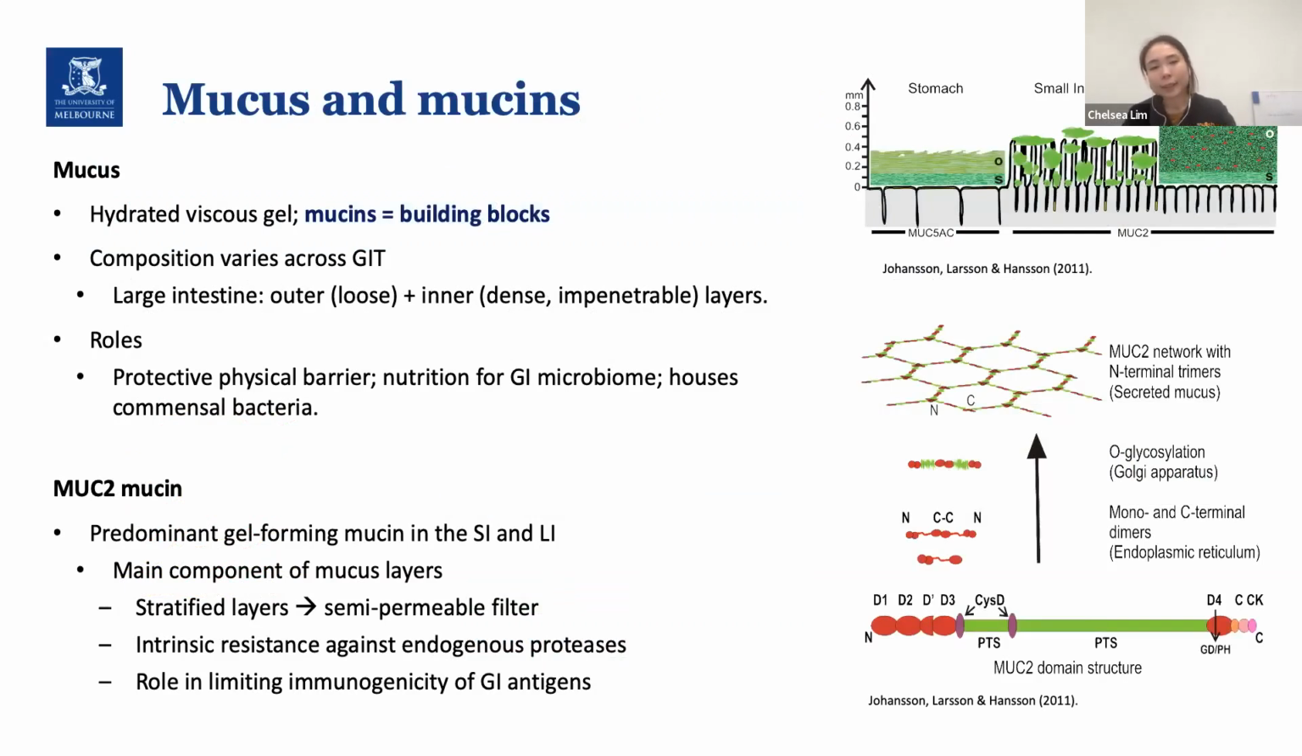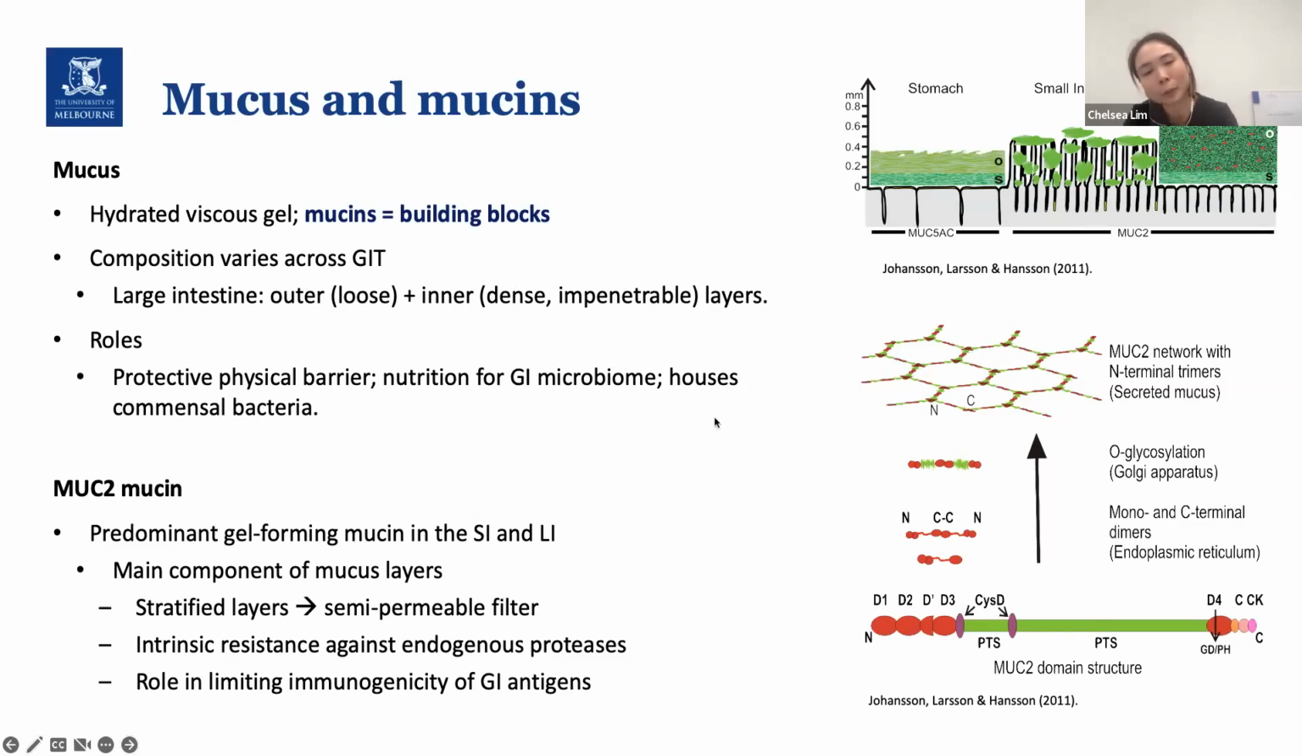Intestinal mucus is a viscous hydrated gel made from mucin glycoproteins and exists as an inner and outer layer in varying proportions across the gastrointestinal tract as seen here. It also plays numerous essential roles as outlined.